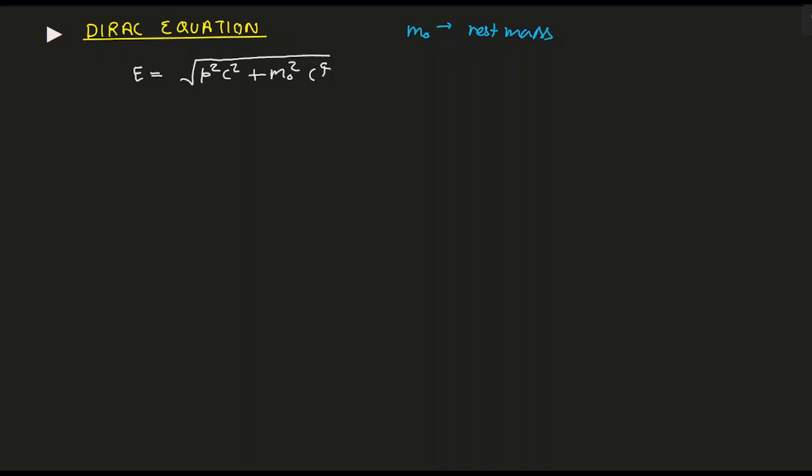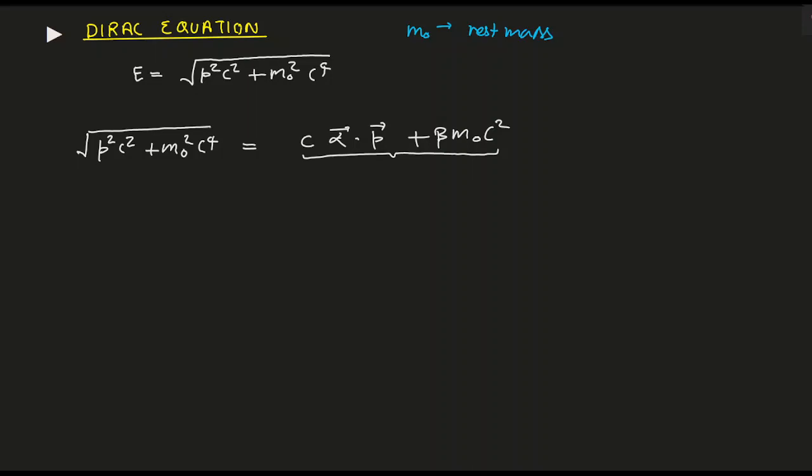So what Dirac did was he assumed some form which I will tell you. Dirac assumed this to be of the form c times alpha dotted with p plus beta m naught c squared. So this was the form assumed by Dirac. This is also known as the Dirac Hamiltonian. As you know, the Dirac equation will now be given as H psi equals E psi.